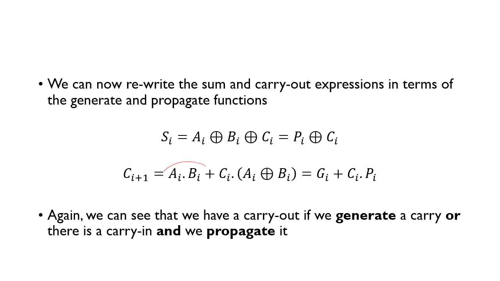And we know now that's our generate function, A and B, and that's our propagate function, so we can just rewrite the expression for the carry out in terms of the generate, the propagate and the input carry. Again, it's just reinforcing the same thing, a different way of saying the same thing. So we get a final carry out if we generate a carry. We can either generate a carry, or we've got an input carry and we propagate that carry through the full adder.